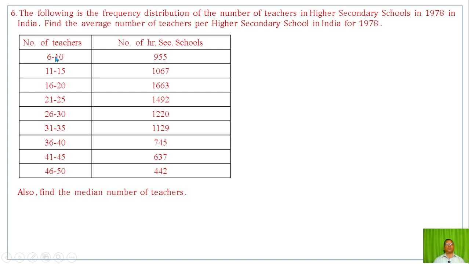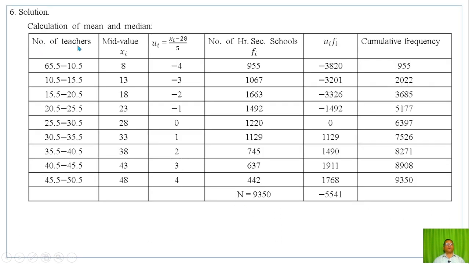This has to be continuous, so we maintain continuity. For the number of teachers, 6 to 10, we subtract 0.5 from the lower limit and add 0.5 to the upper limit, giving 65.5, 70.5 and so on. Then the mid value is found by adding the lower and upper limits and dividing by 2. Then we have a new variable u, introduced as xi minus 28 by 5.